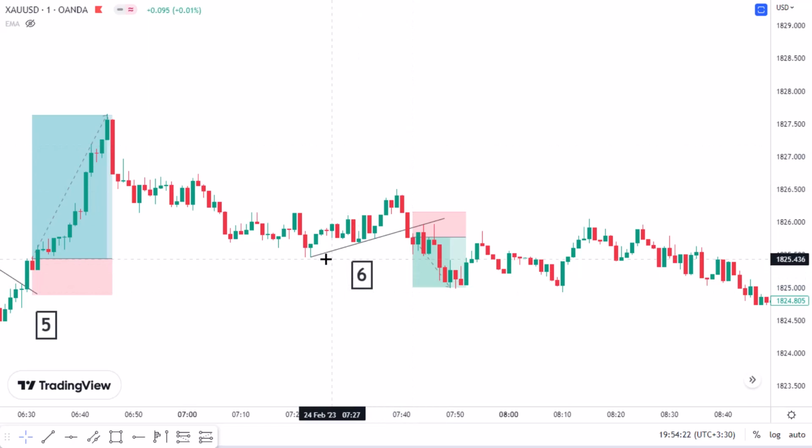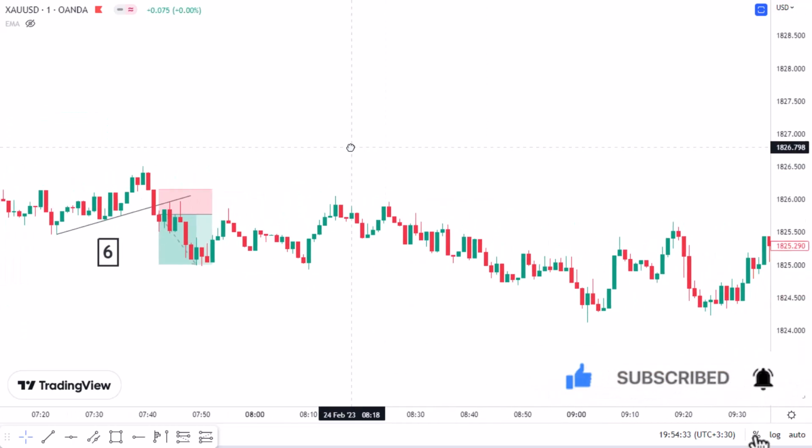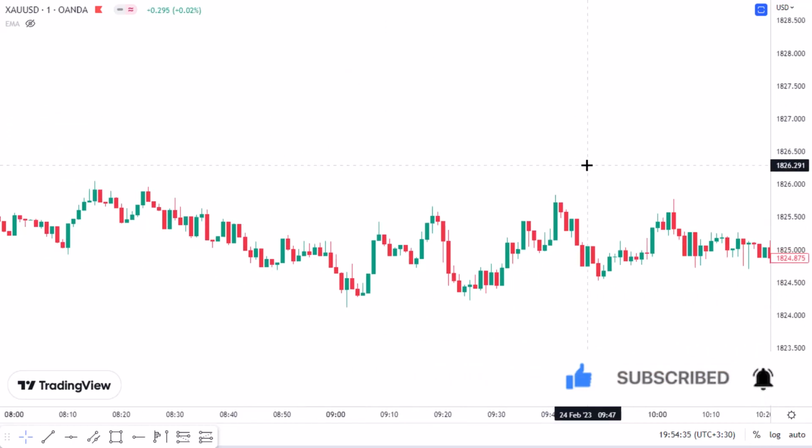On trade 6 we have a trend line with one touch, two touches, three touches. On the fourth time it breaks it, we enter the position, put our stop loss above that, look for RR2, which gives us RR2, our target actually.